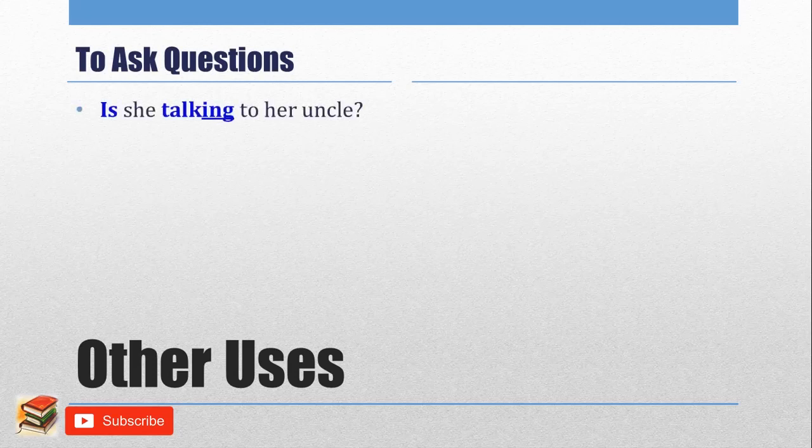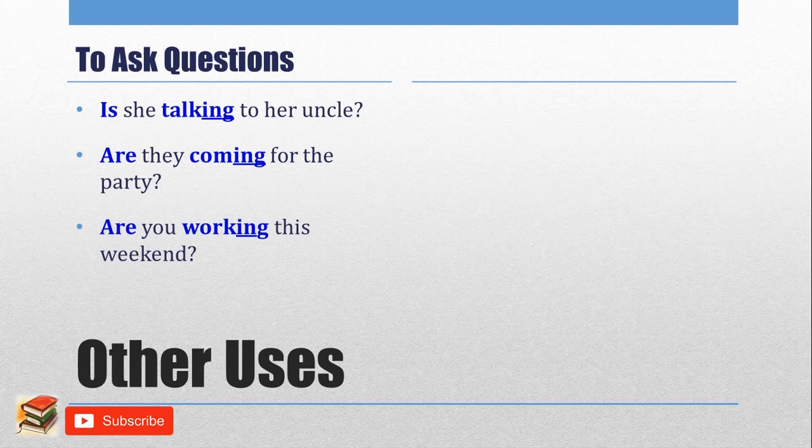There are a few other uses for present continuous tense. You can use it to ask questions. For example, is she talking to her uncle? Are they coming for the party? Are you working this weekend?